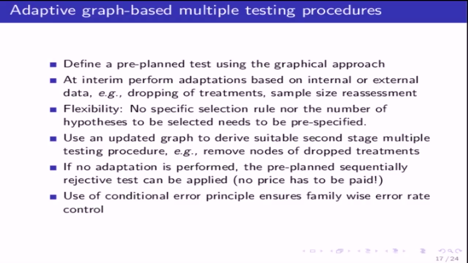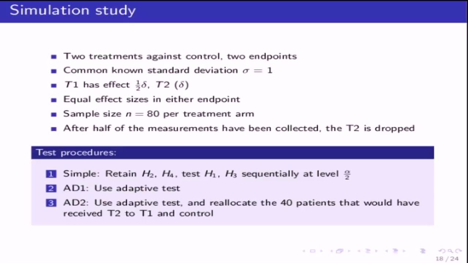And the use of the conditional error principle ensures that the family-wise error rate will be controlled in the strong sense. Now I will end with a small simulation study just to show you whether it's worth all the effort. So we will stick to our example where we compare two treatments against a control group with the two endpoints. Now in the simulations, I will assume a common standard deviation of sigma equals 1.